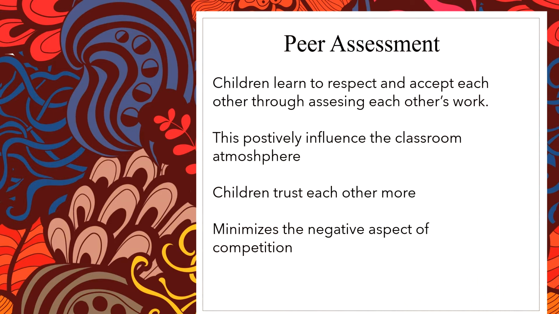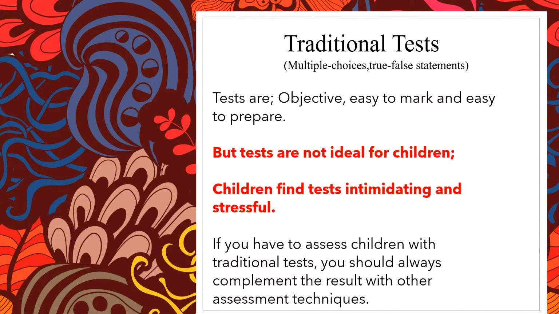Peer assessment. Children learn to respect and accept each other through assessing each other's work. This positively influences the classroom atmosphere. Children trust each other more, and it also minimizes the negative aspect of competition. Traditional tests, which are multiple choices, true-false statements, etc. Tests are objective, easy to mark, and easy to prepare, but tests are not ideal for children because children find tests intimidating and stressful. But if you have to assess children with traditional tests, you should always complement the result with other assessment techniques.